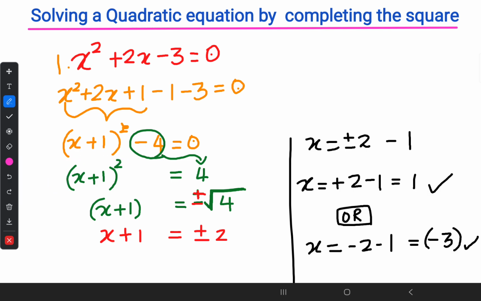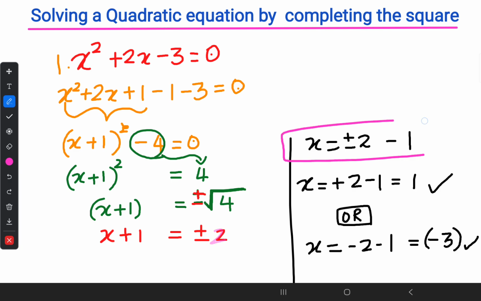And square root of 4, while finding the square root of 4, there are two possibilities. Either it can have negative 2 or positive 2. That's why the direction is denoted here, positive and negative, while finding the square root. So x plus 1 still remains same. Plus or minus square root of 4, it is 2.